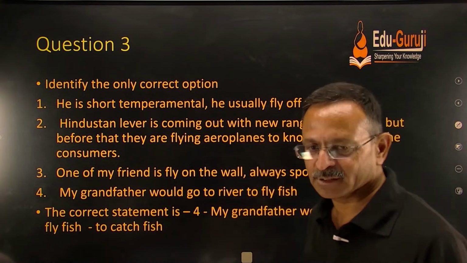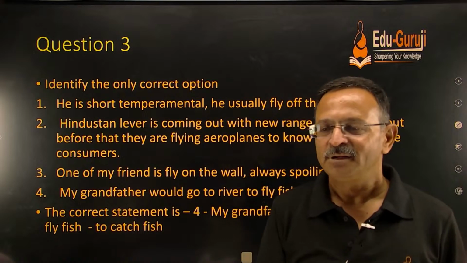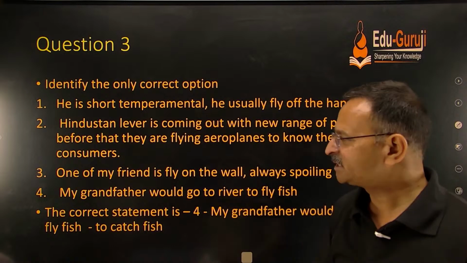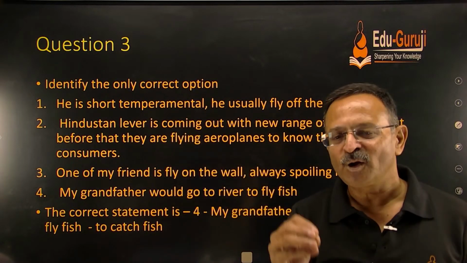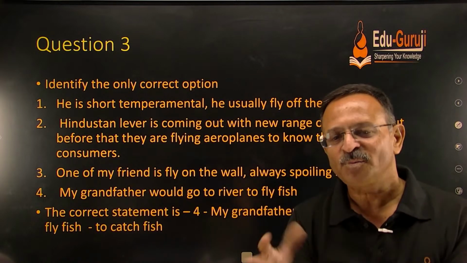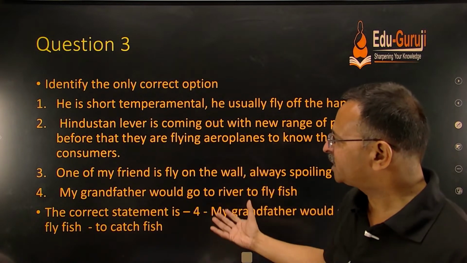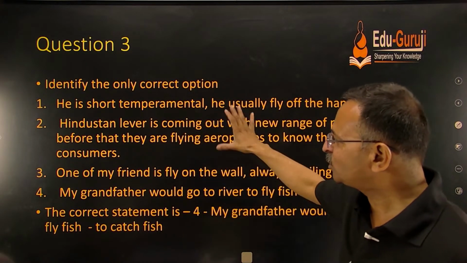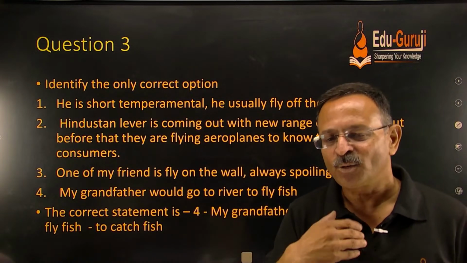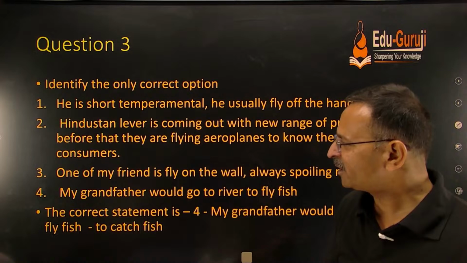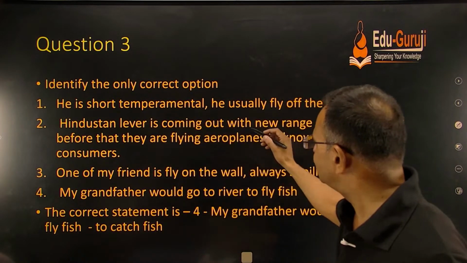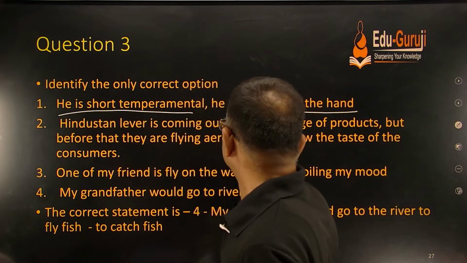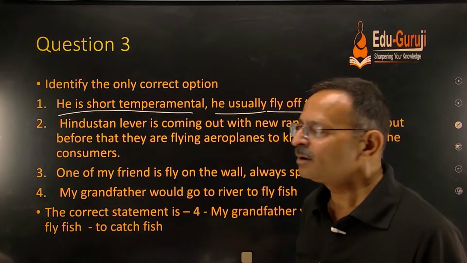Now let's see the question. Identify the correct option. What you are supposed to do here is, there is a trick: only one of them is used correctly. The rest of them are wrong. So you can also correct them. When you correct all three, you will get all four correct. So let's see what is there. He is short temperamental. He usually fly off the hand. He is a short temperamental and he usually fly off the handle.